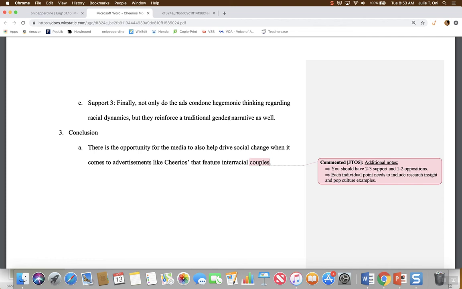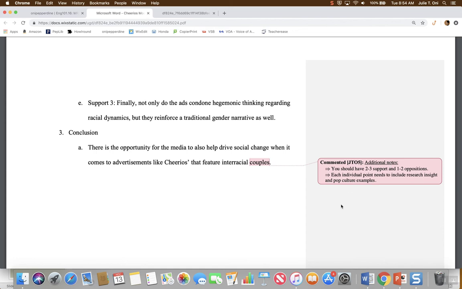So after my 3 supports here, conclusion, right? I'm not going to talk too much about this now, but I already mentioned in the previous video that the conclusion needs to have a strong and unique and creative vision. So the note here, there's an opportunity for the media to also help drive social change when it comes to advertisements like Cheerios that feature interracial couples. So this is just kind of a setup for that whole hashtag vision that the author has.